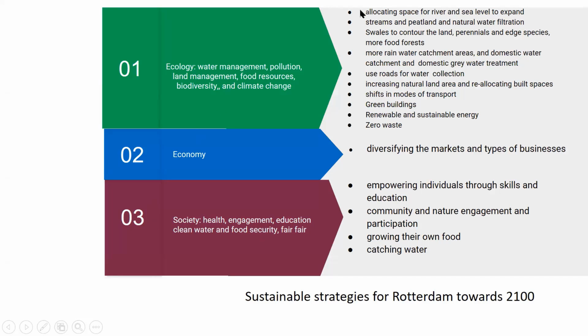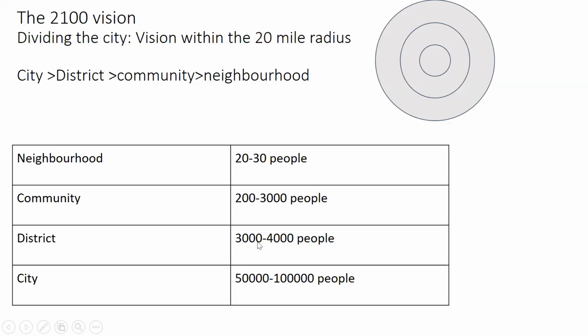So the solutions that we try to look for is allocating space for river and sea level to expand, streams and peatlands and natural water filtration systems, swales to contour the land, perennials and edge species, more food forests, more rainwater catchment systems and domestic water catchment and domestic grey water catchment treatment, use roads for water collection, increase the natural land area and reallocating built spaces, shift in modes of transport, employ green buildings, renewable and sustainable energy, and have zero waste so that we don't pollute the water. When we catch water, we get benefits to the people.